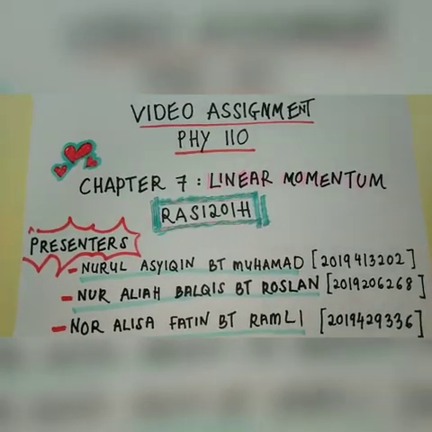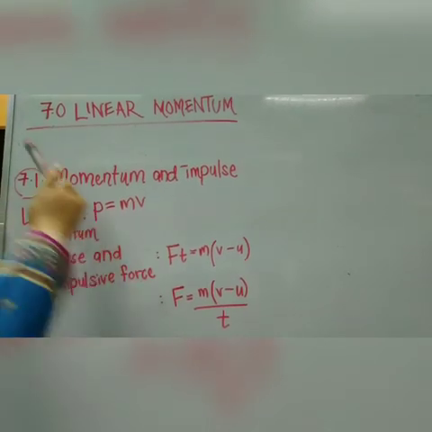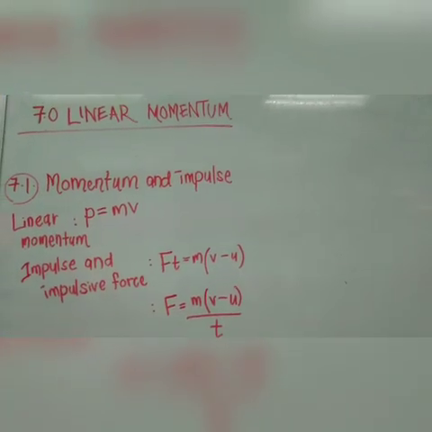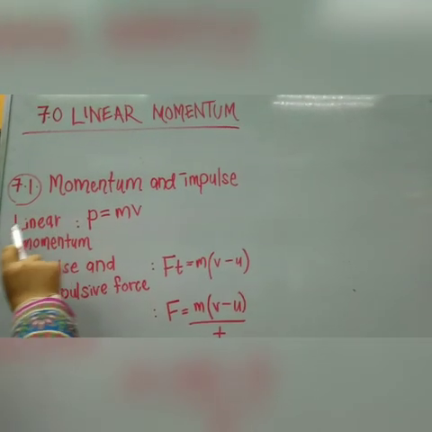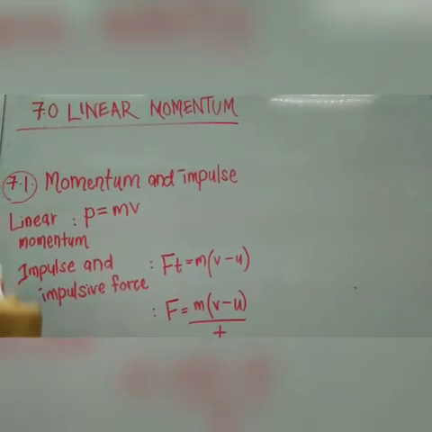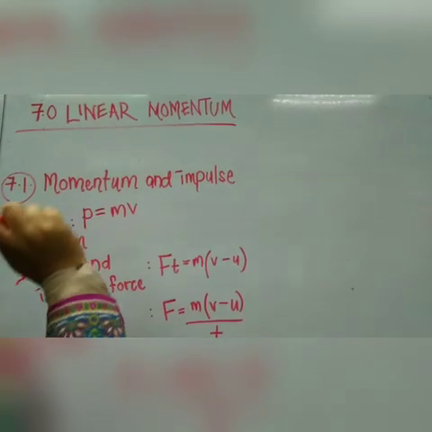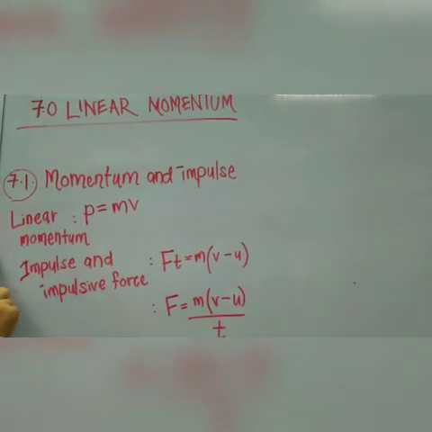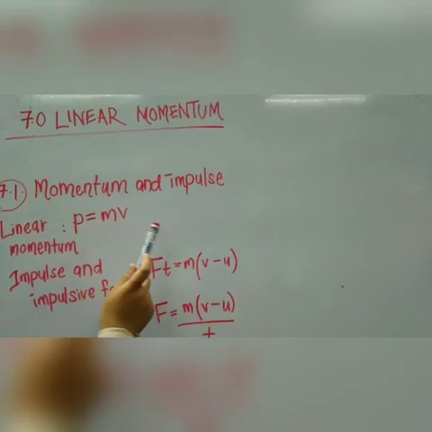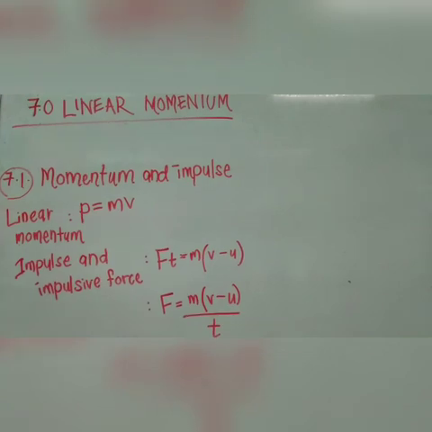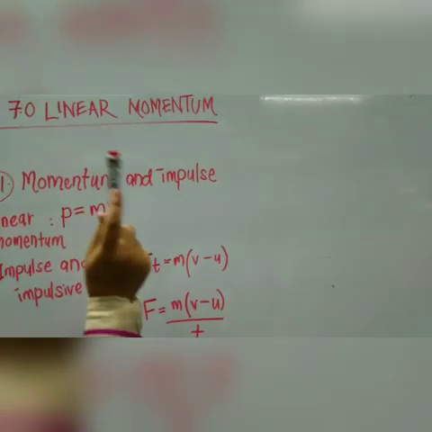Okay, today we will learn about Chapter 7, linear momentum. First of all, there are two types in momentum and impulse. The first is linear momentum. Linear momentum is P equal to mv, where P is linear momentum, mass times velocity.